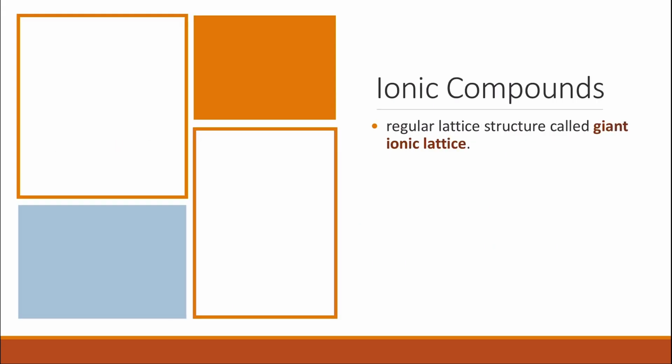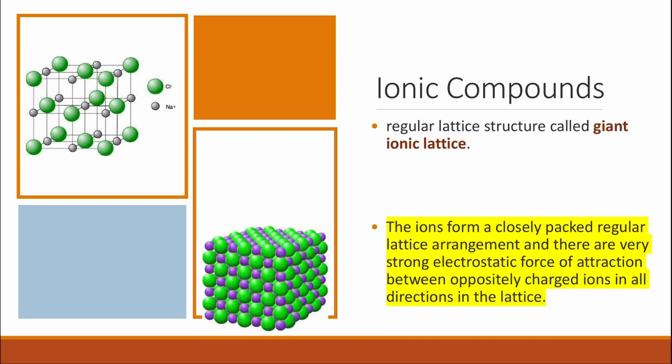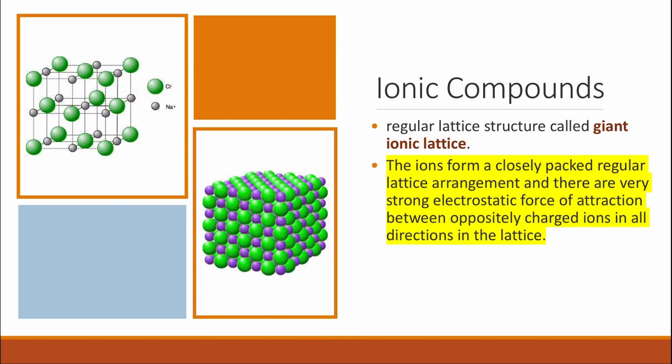The ionic compounds are the compounds which have ionic bonding. They have a regular lattice structure called the giant ionic lattice, something like sodium chloride as we can see here. There are sodium ions and chloride ions with electrostatic interaction between them to form the giant ionic structure. The ions form a closely packed regular lattice arrangement, and there are very strong electrostatic forces of attraction between oppositely charged ions in all directions in the lattice.